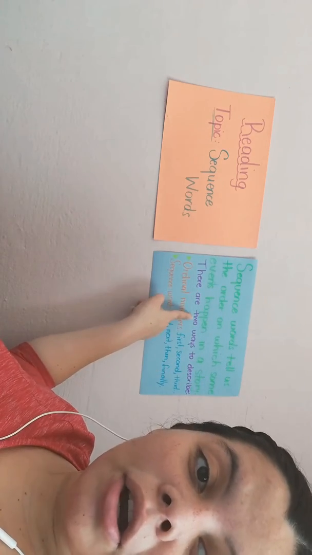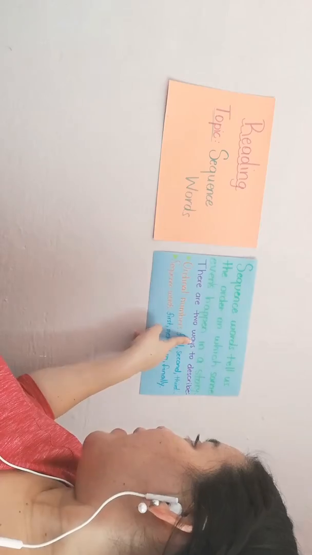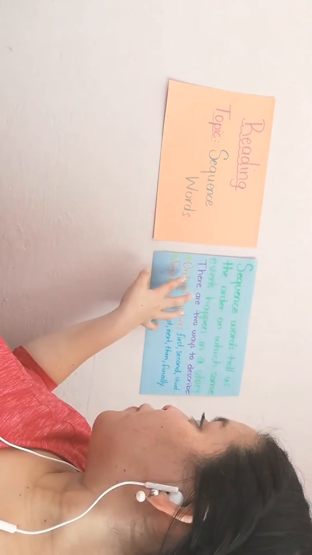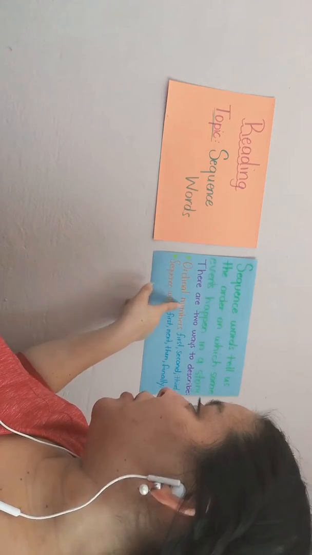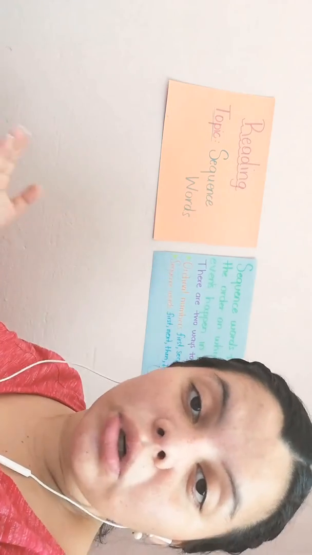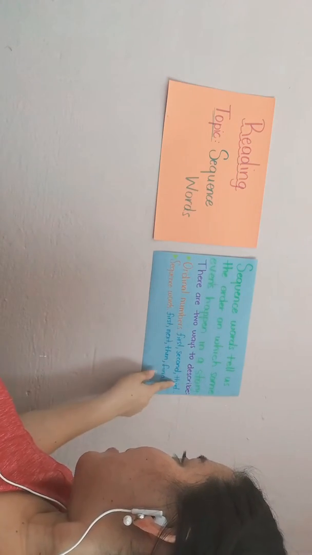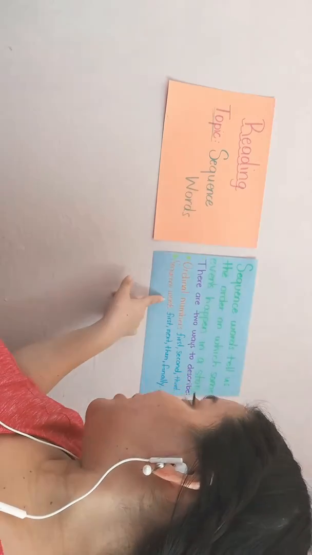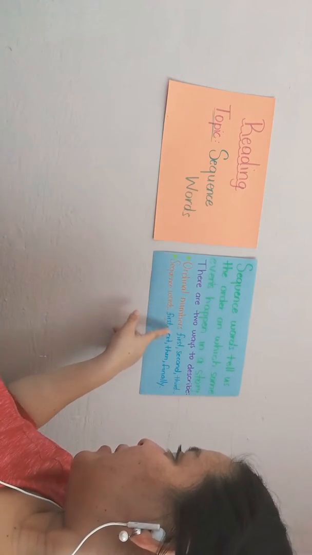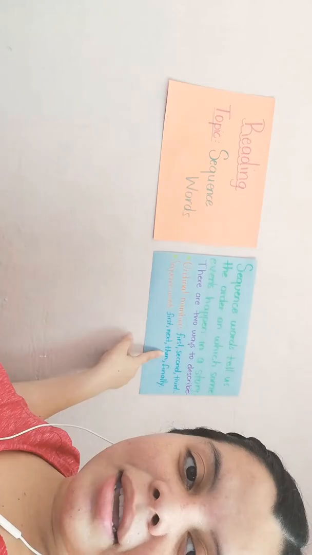Now there are two ways to describe events in a story. The first way is utilizing ordinal numbers. Authors can use ordinal numbers such as first, second, and third. And they can also use what we're going to learn today, the sequence words that are first, next, then, and finally.